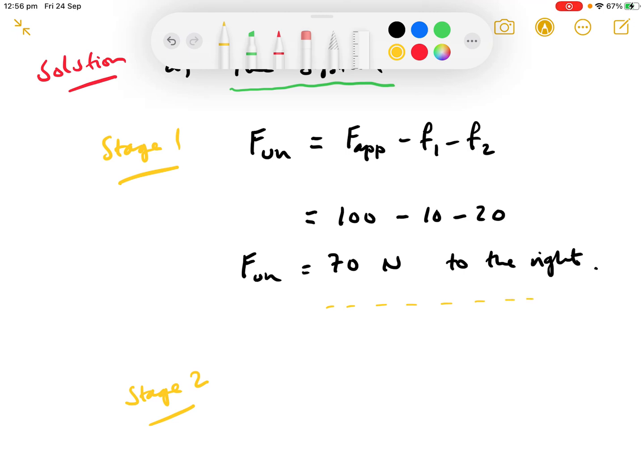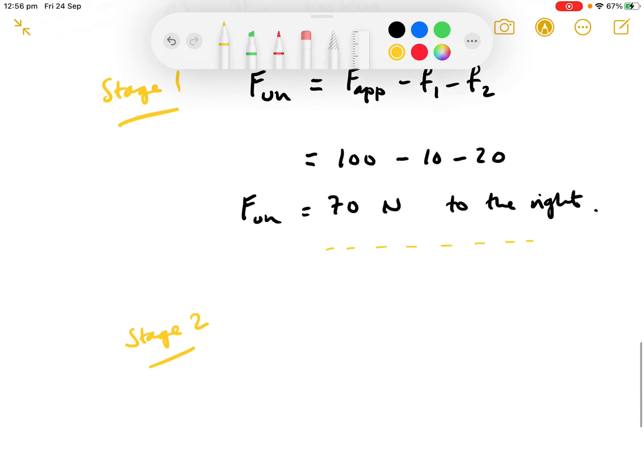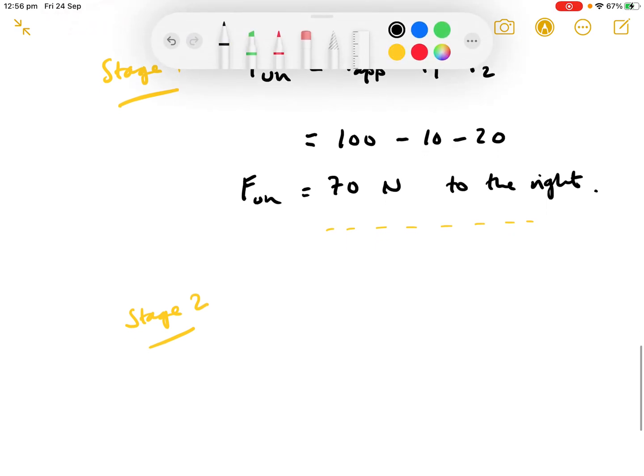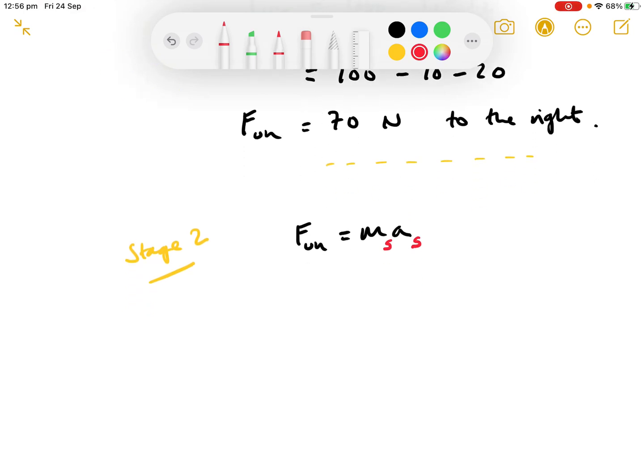Stage 2, well, having got the unbalanced force, we can now apply Newton's second law, which is the real focus in this section. So we always begin, as always, with F equals ma. Now, because we're dealing with the system here, remember, I'm going to put ms for mass of system and as for acceleration of system.